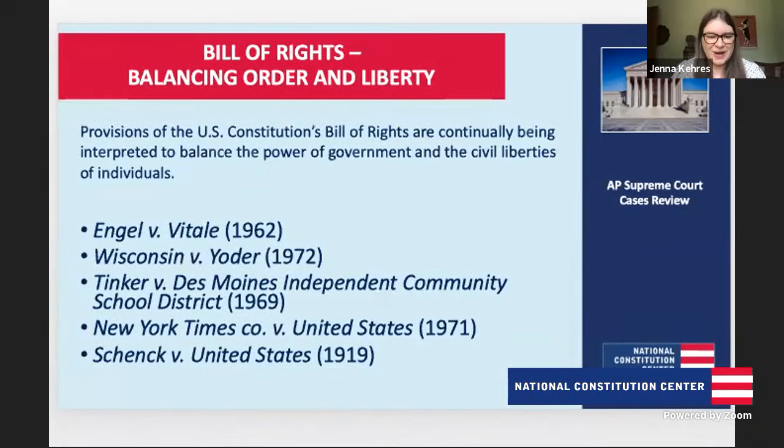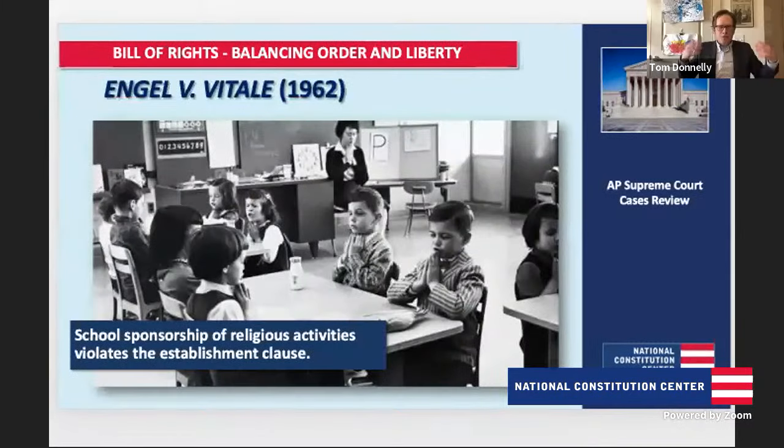So going to a pretty big bucket here of cases, looking at the Bill of Rights and balancing our personal liberties with establishing order in the country and where that line is. So let's look at some of these key Bill of Rights cases, starting with Engel versus Vitale in 1962. Yeah, it's the beginning of our quintet of First Amendment cases here.